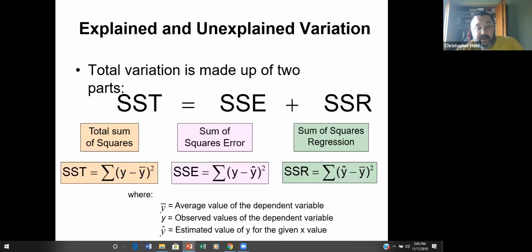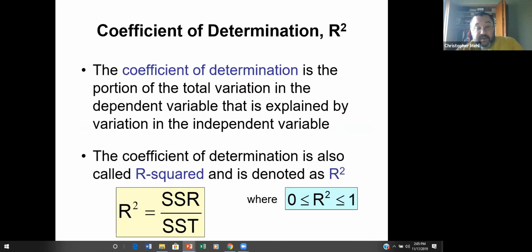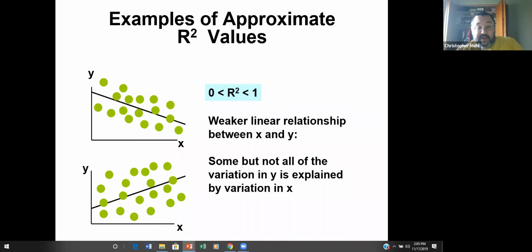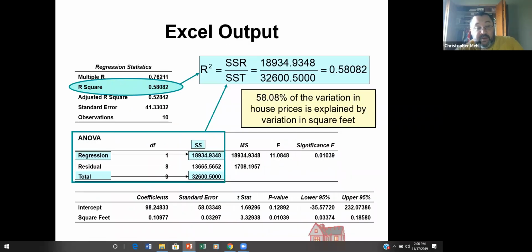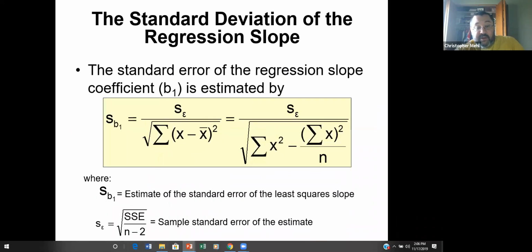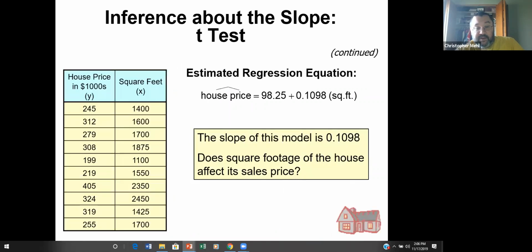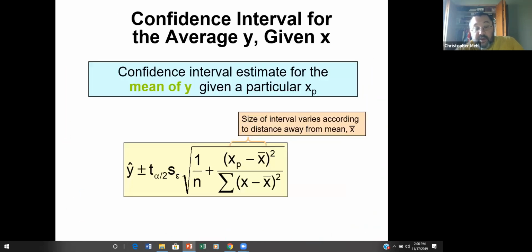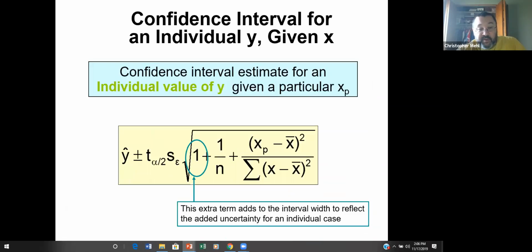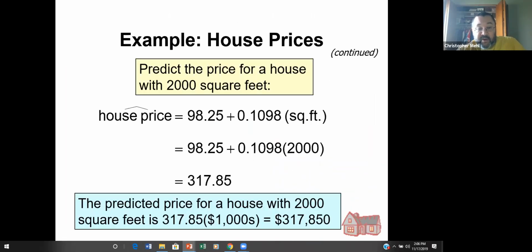I'm just flipping through to make sure there's nothing else that we need to focus on, and I do not think there is here. So with that, I think that pretty much wraps up our regression discussion and the ANOVA discussion.